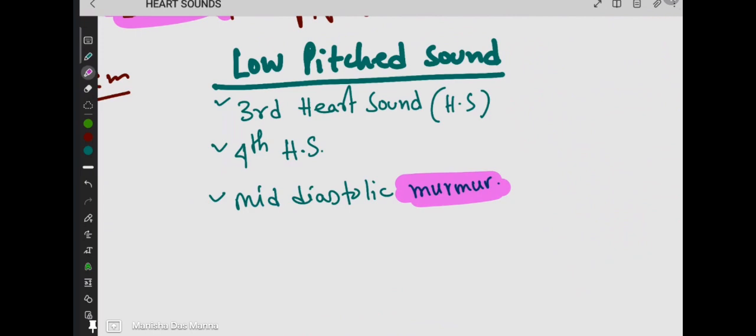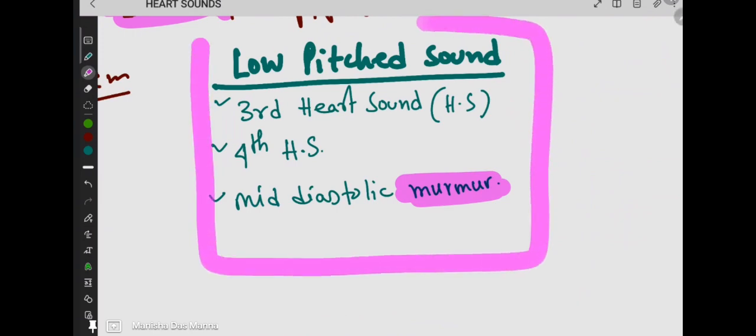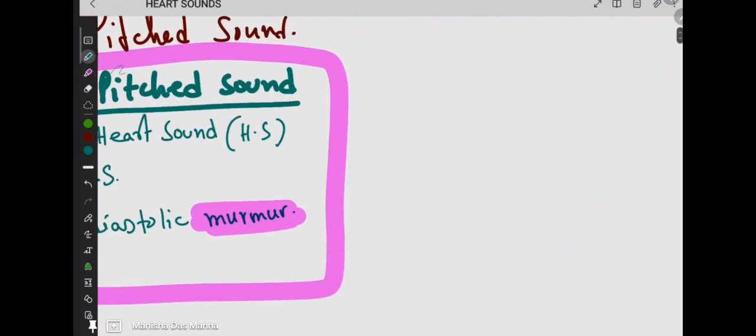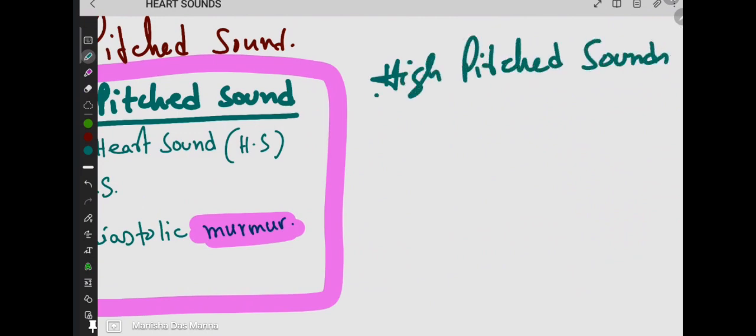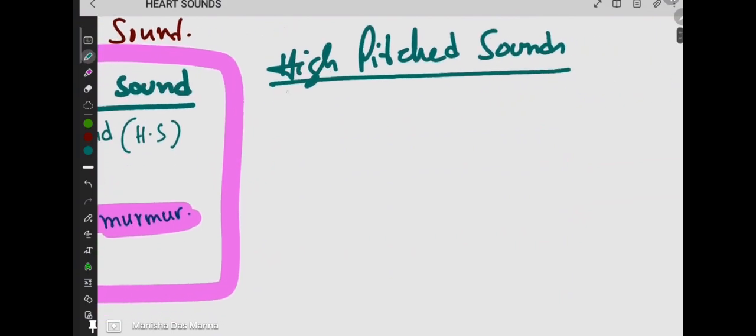But actually, heart sounds and murmurs are not synonymous. There is a little difference between sound and murmur. I'll tell you these things during the discussion of murmur. Generally, there are low pitch sounds and high pitch sounds. Look at this, high pitch sounds. Just for this moment, remember the high pitch sounds.